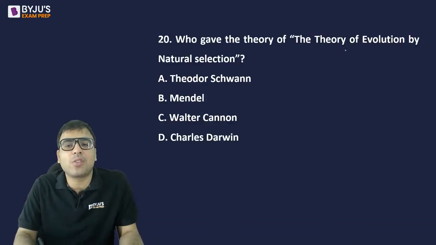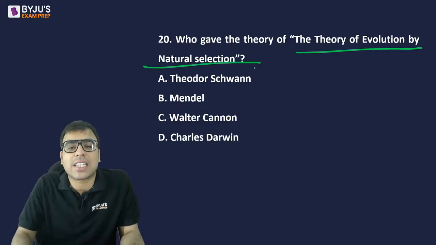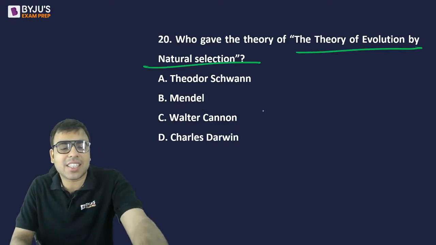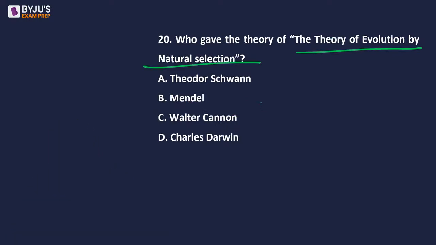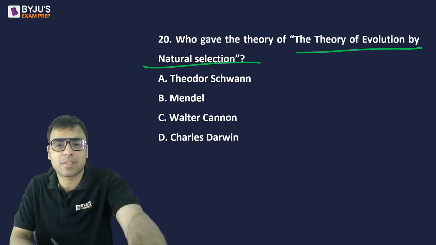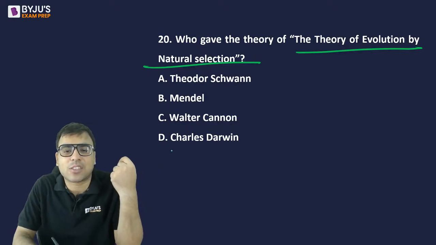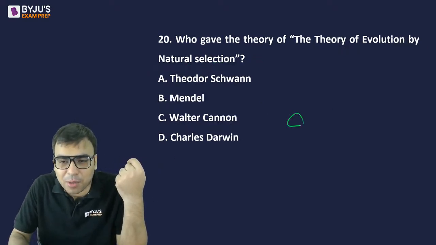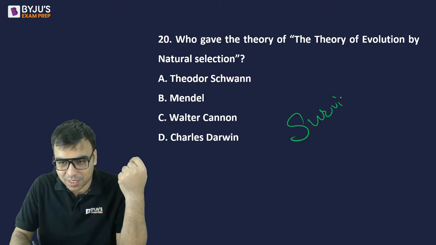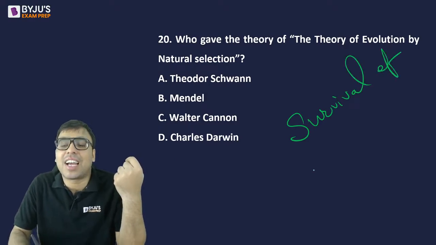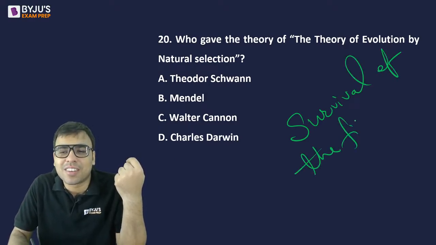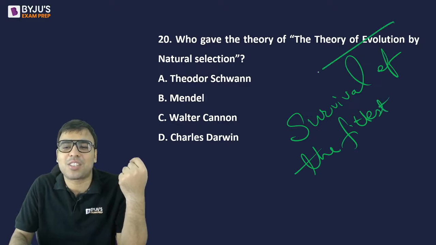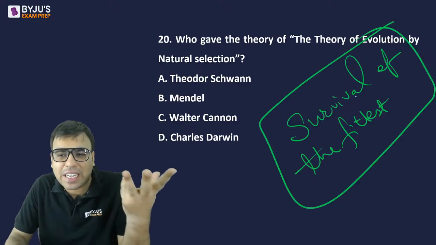Question number 20. Who gave the theory of evolution by natural selection? And I think it's the easiest question of the day perhaps. ये तो बचपन से आप लोगों ने पढ़ा होगा, है ना. Theory of evolution by natural selection. एक word है बहुत famous, है ना, survival of the fittest. A lot of motivators also use this word, है ना, कि this world is the world of survival of the fittest, है ना.